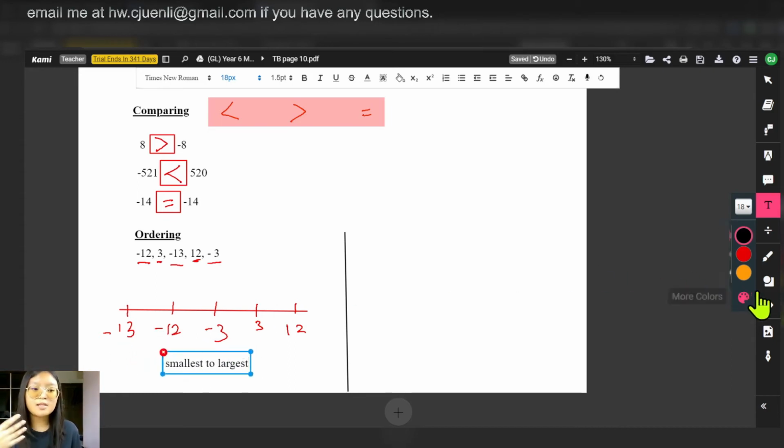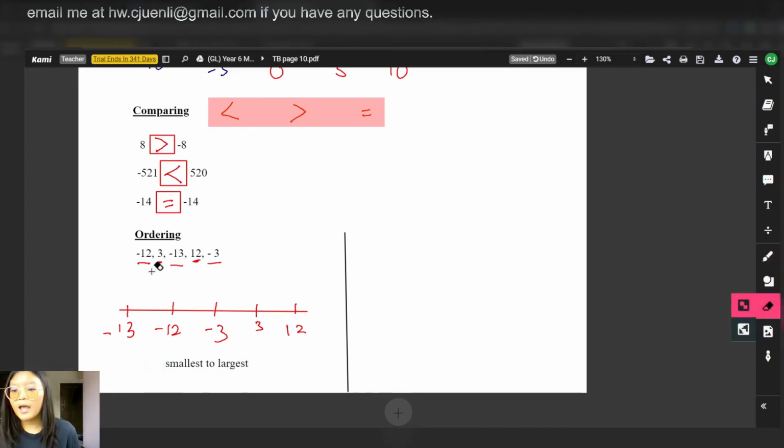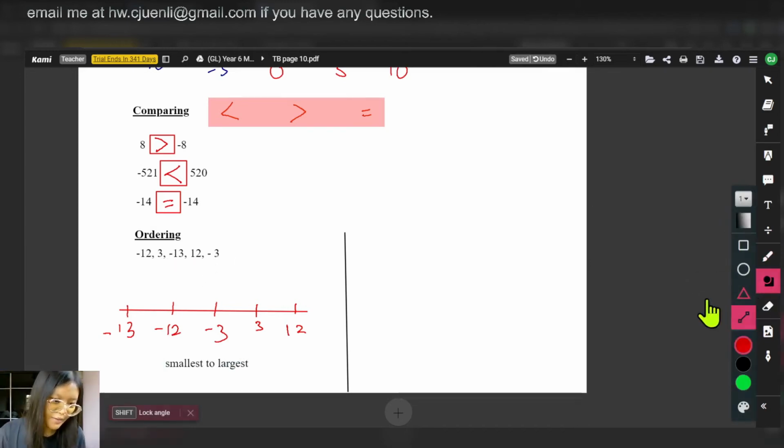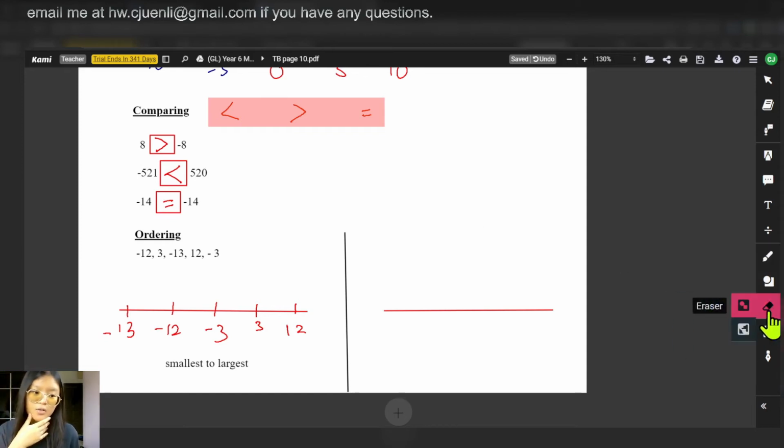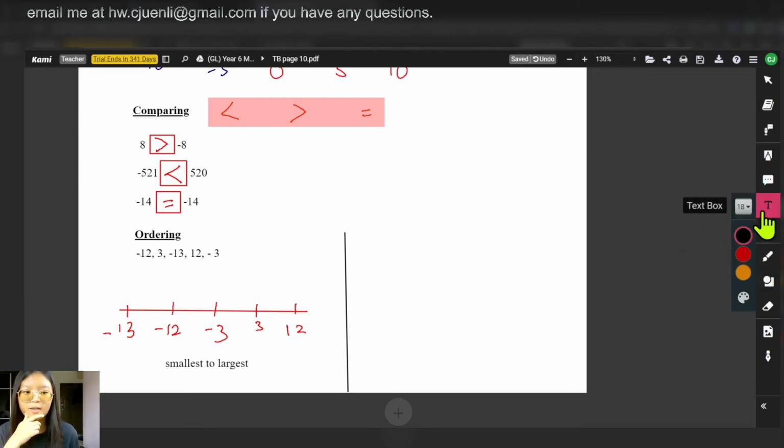Next, we're going to use the same set of numbers and just change it to the other way around. So let us put over here, maybe we can arrange it from largest to smallest. You actually don't need a number line. Let us not put a number line instead. Let us just write it down.